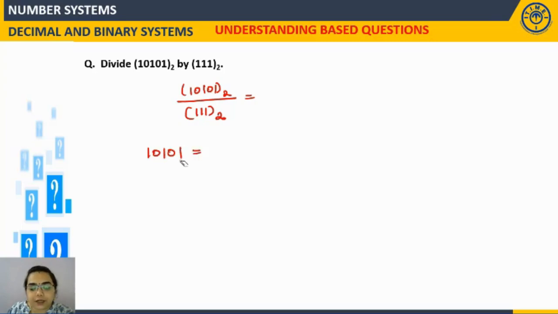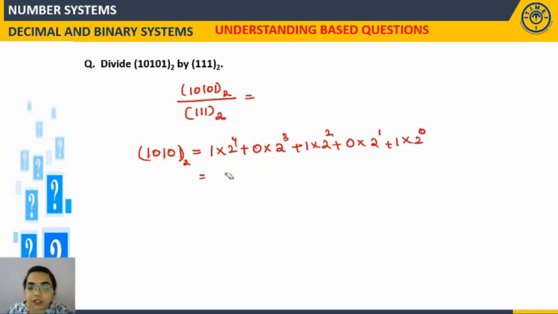10101. Let's convert it. How many digits do we have here? 1, 2, 3, 4, 5. 5 digits. So we multiply by 2 power 4. 1 into 2 power 4 plus 0 into 2 to the power 3 plus 1 into 2 square plus 0 into 2 power 1 plus 1 into 2 to the power 0. 1 into 2 power 4 is 16 plus 0 plus 4 plus 0 plus 1. 16 plus 4, 20, 20 plus 1, 21. So 10101 in binary is equal to 21 in the decimal form.